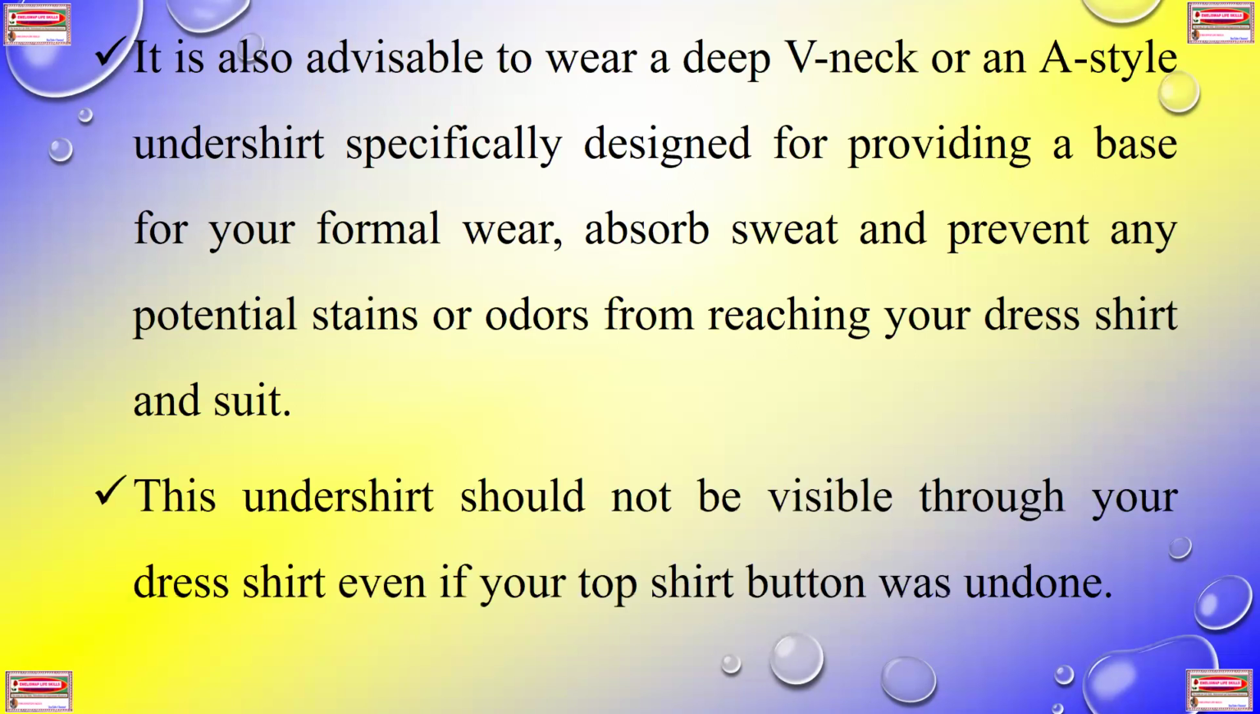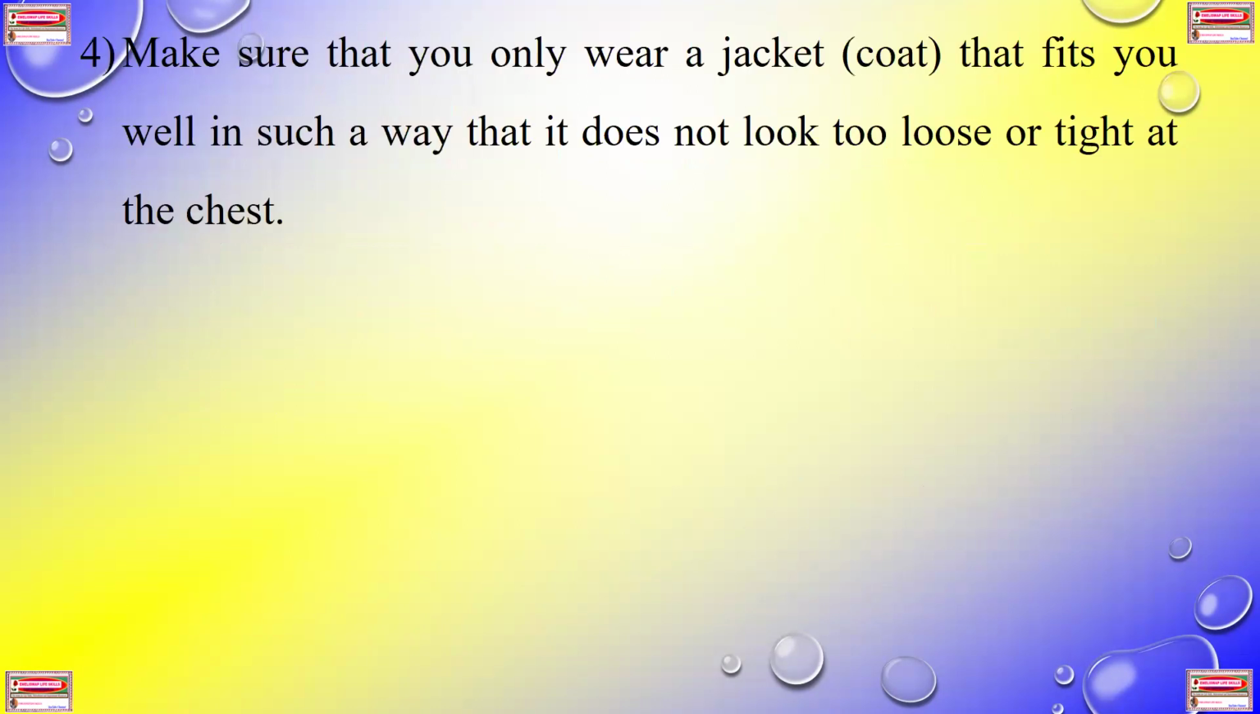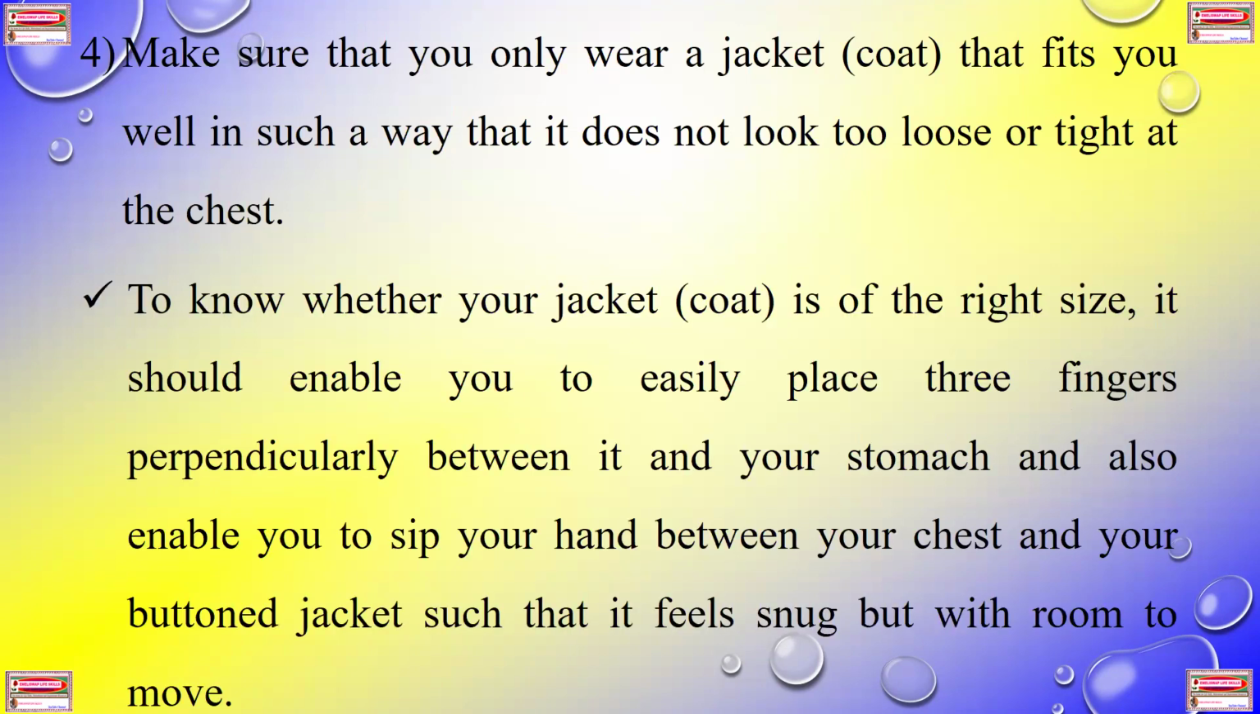dress shirt and suit. This undershirt should not be visible through your dress shirt, even if your top shirt button was undone. Number 4, make sure that you only wear a jacket or a coat that fits you well in such a way that it does not look too loose or tight at the chest. How can you know that?